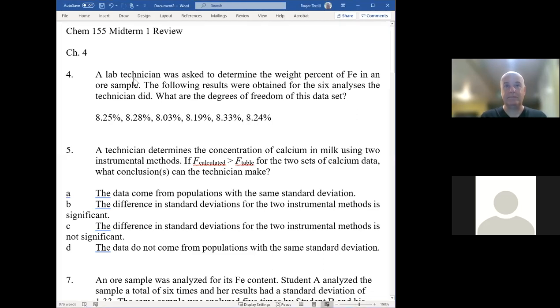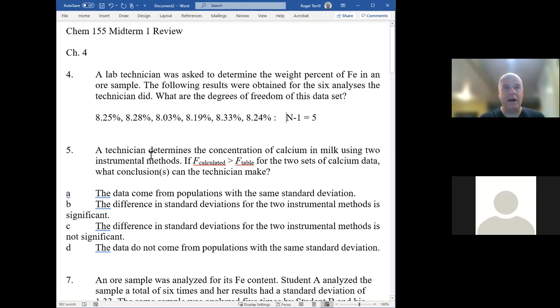So, a lab technician was asked to determine the weight percent of iron in an ore sample. The following results were obtained from 6 analyses. What degrees of freedom are in this data set? Well, the degrees of freedom for a straight average like that is very simple. It's n minus 1. N minus 1 equals 5. There we go.